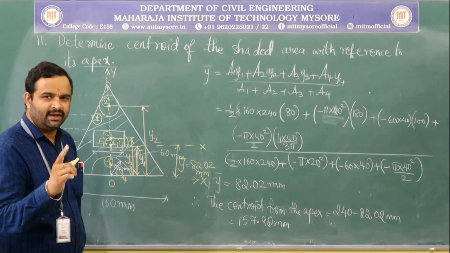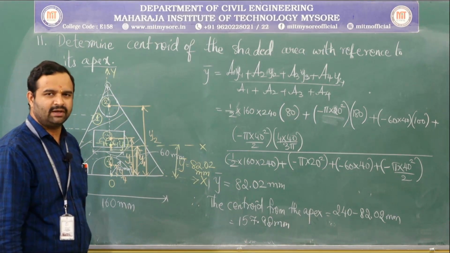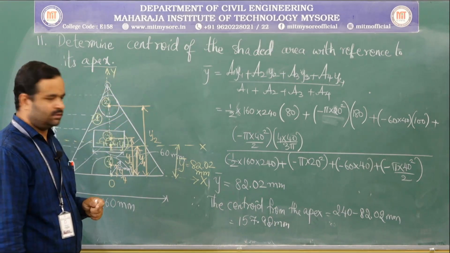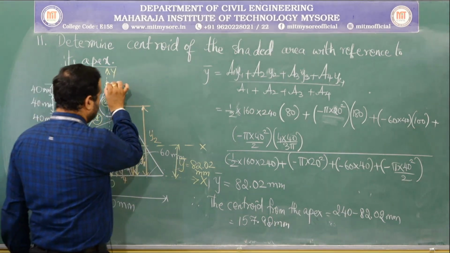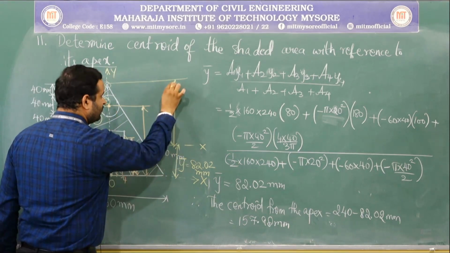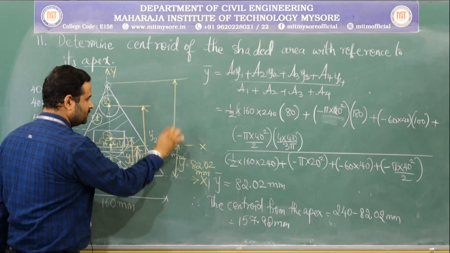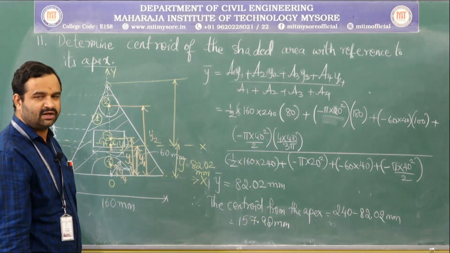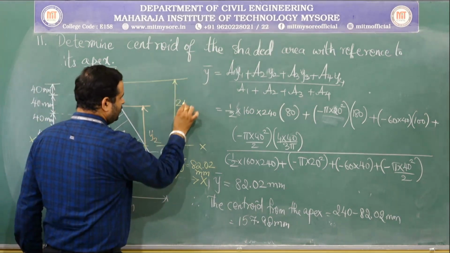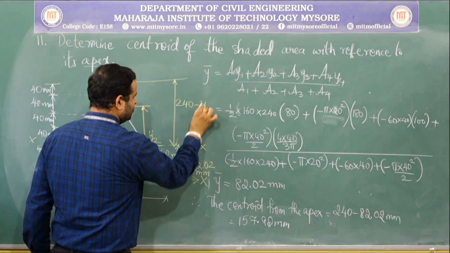But they have asked us to determine the centroid with respect to the apex. That means, what is the distance from this point to the centroid? That distance has to be written here. That is nothing but 240 minus y bar.